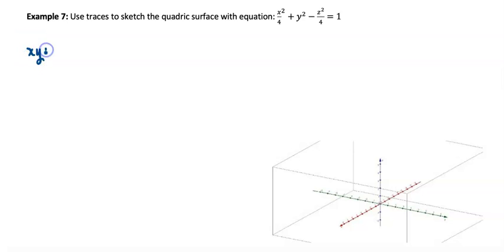So in the xy direction, that horizontal trace where z is equal to k, we've got x squared over 4 plus y squared, and I'm just going to move this over to the other side, is equal to 1 plus k squared. I have both positive signs. I've got a different coefficient attached to the x squared and y squared terms, and so I know that this is an ellipse. And more specifically, it is an ellipse whose major axis is the smaller of the coefficients, so I know that our major axis is x.